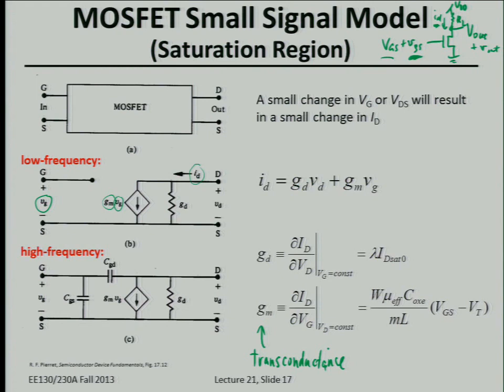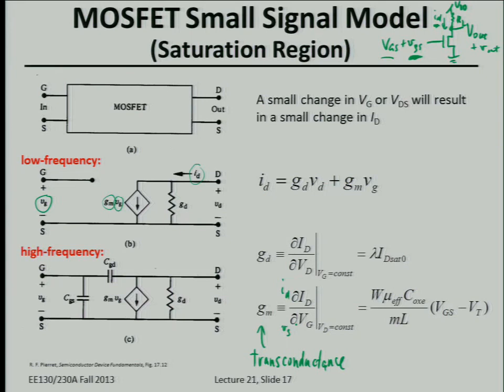Gm is defined to be the change in the drain current, given by the equations we've looked at earlier, for a given change in the gate voltage. So dId is really the same as little i sub d, and dVg is, by definition, little vg. Okay? So that's transconductance. If we take the equation for the drain current in the saturation regime and differentiate it with respect to Vg, we get this formula for the transconductance.